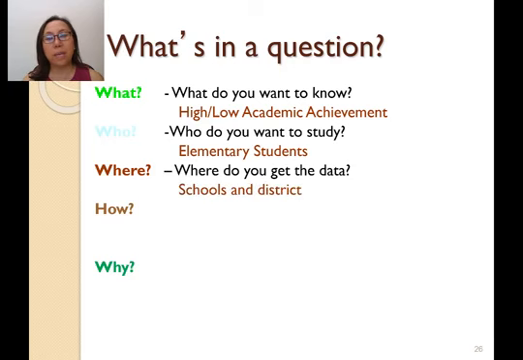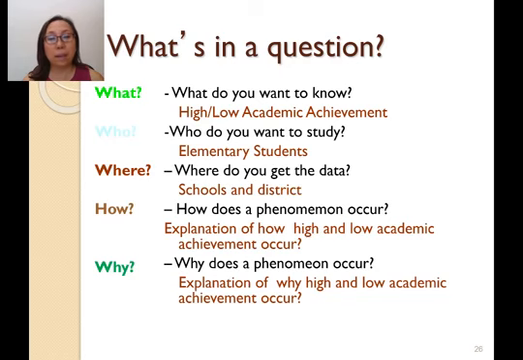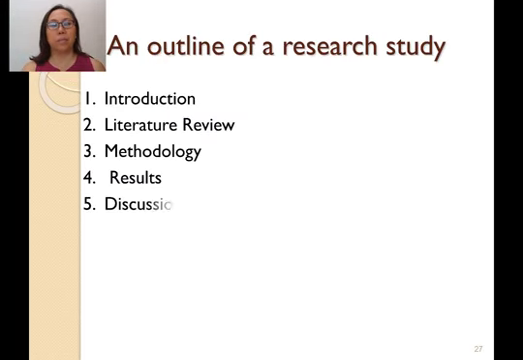So maybe we want to look at the school data and the district data. And then the question of how does a phenomenon occur, and or why does a phenomenon occur? So that's the explanation of how high and low academic achievement occurs, or why high and low academic achievement occurs. So here's a full outline of a complete research study, and it's in 5 parts.